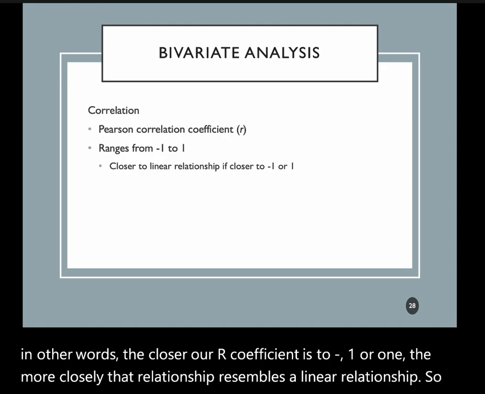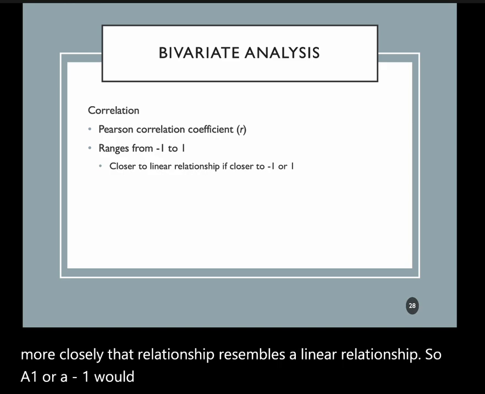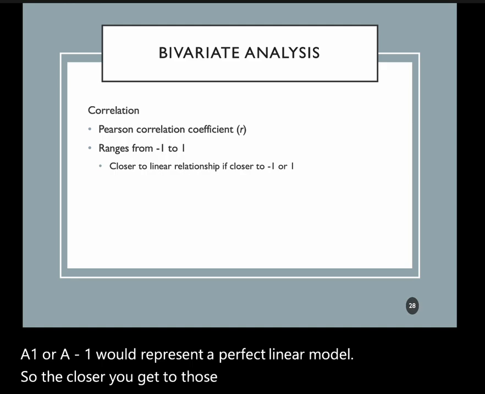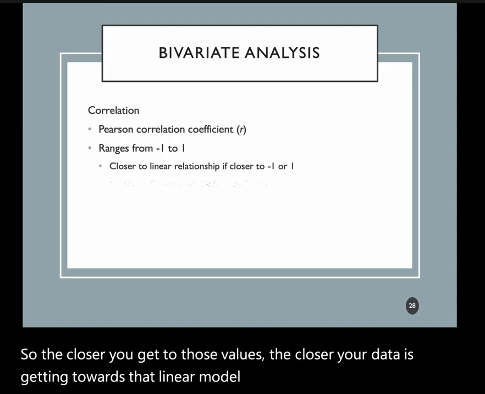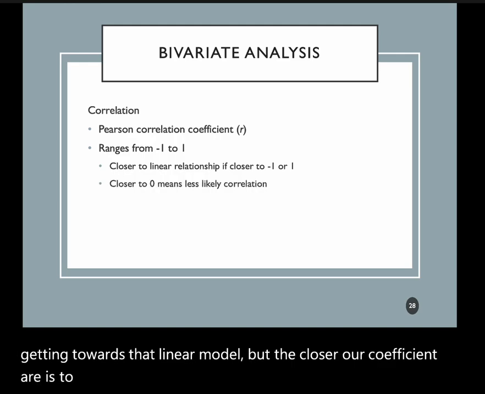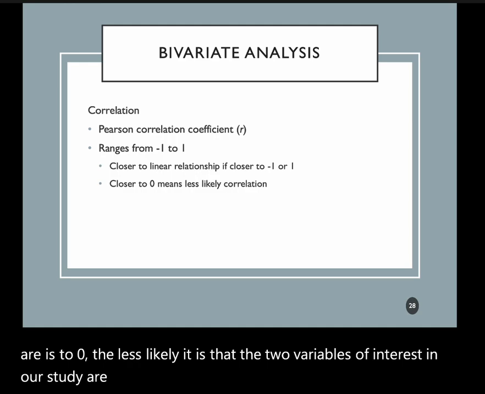So a 1 or a -1 would represent a perfect linear model. The closer you get to those values, the closer your data is getting towards that linear model. But the closer our coefficient r is to 0, the less likely it is that the two variables of interest in our study are correlated with one another. There's no relationship between them actually.